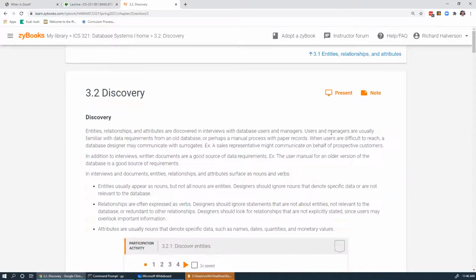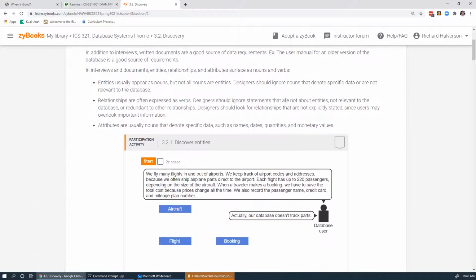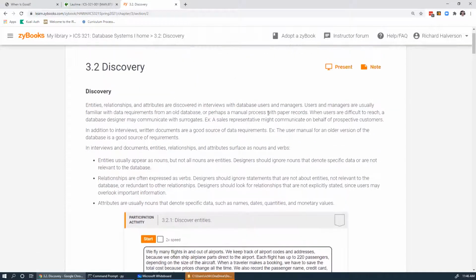Okay, so here we're going to step 2, discovery. This is where, when you're creating a database, you interview people, you find out all the different entities and the relationships between them and the attributes of the entities and so on.